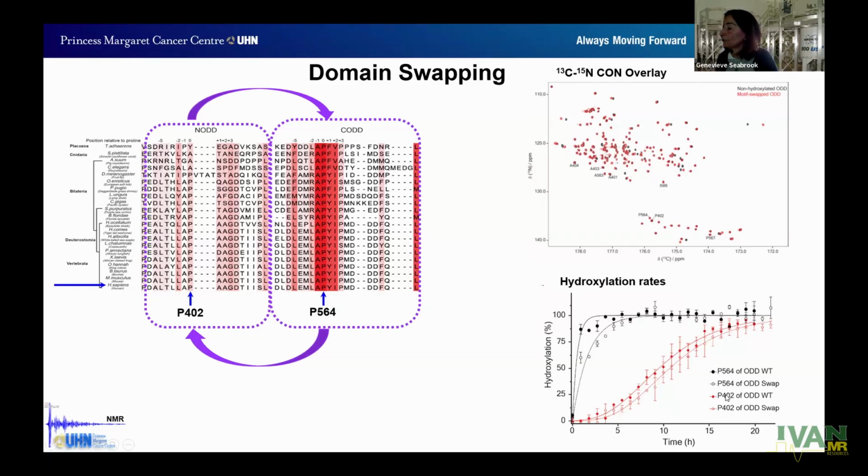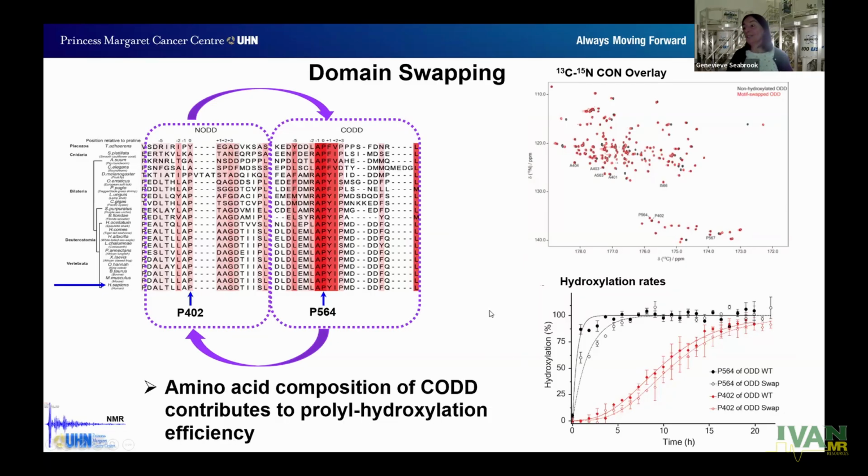However, for proline 402, when you do the domain swap, the rate decreases a little bit more. So the amino acid composition of the second domain contributes to the prolyl hydroxylation efficiency. We're definitely not done with the study of trying to understand what's really going on with those two prolines.